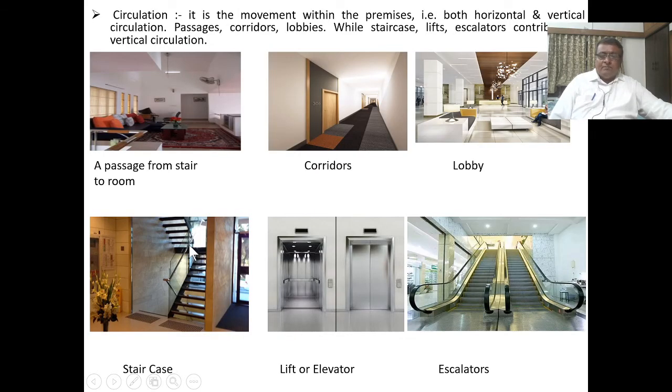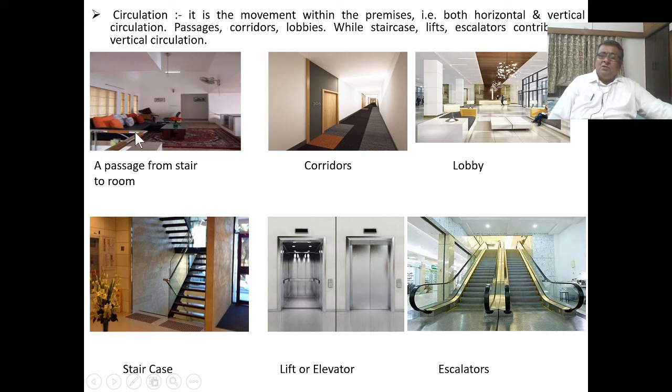Now circulation, as the word suggests, is the movement within the premises, both horizontal and vertical circulation. Passages, corridors and lobbies are for horizontal circulation, while staircases, lifts and escalators contribute to vertical circulation.